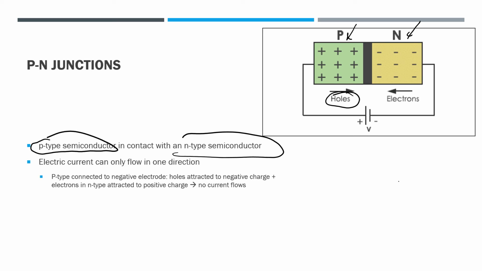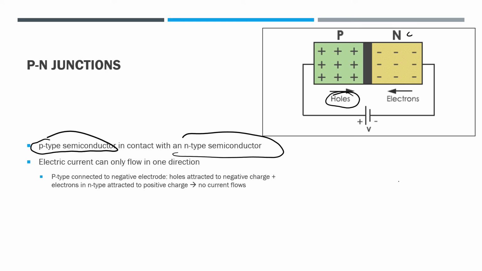Whereas on the N side, we have extra electrons, which act as charge carriers, so we draw them as negative. But it's important to keep the distinction in your head that the P semiconductors and the N semiconductors are both neutral. They're net neutral because they have the same number of protons in the entire structure as electrons. But holes and electrons are the charge carriers that actually conduct the electricity.